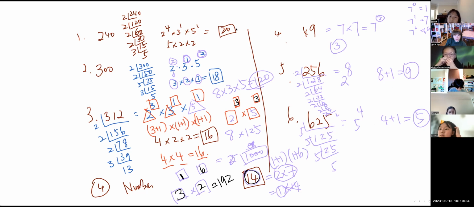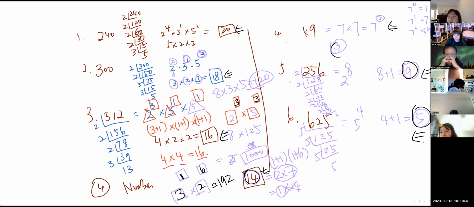So now I want everybody to take a look at this one. For the left side, it is all even numbers of factors. And for the right side, they're all odd numbers of factors. Can you tell me what's going on? Why is it like that? Because the numbers on the right side are squares.